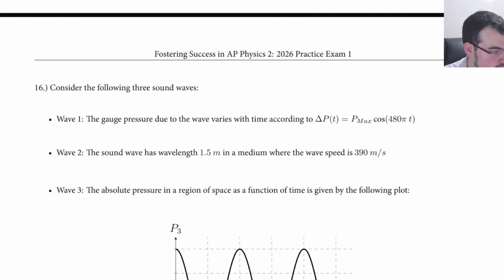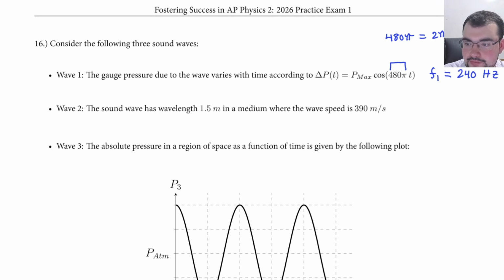All right. So one thing we know, if we look at our formula sheet for wave 1, we know that the constant in front of t inside a wave is equal to 2 pi f. So we actually know that 480 pi is equal to 2 pi f. So this means f1 is just going to be 480 pi divided by 2 pi, which is 240 hertz. So 240 is our first wave frequency.